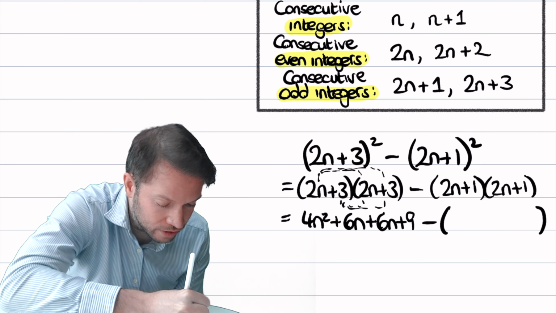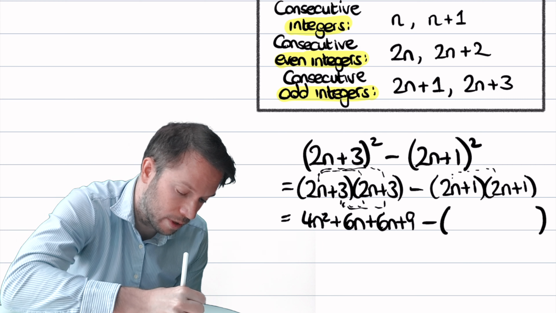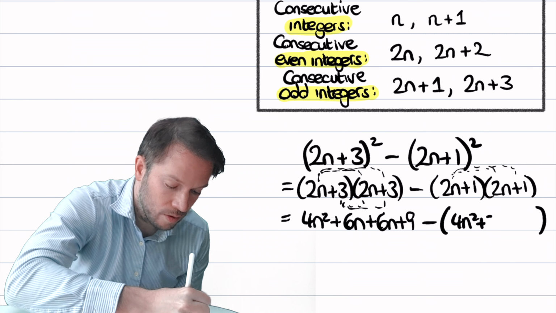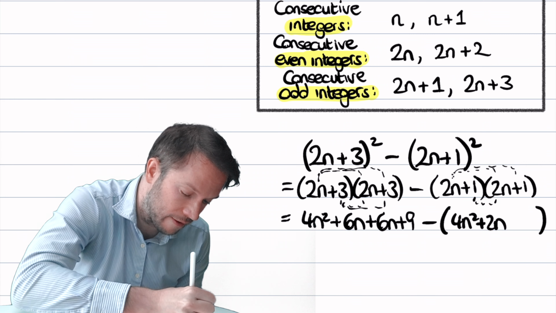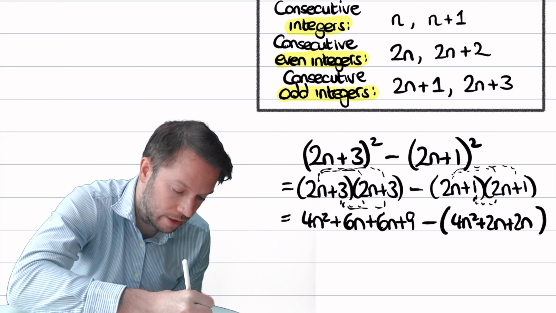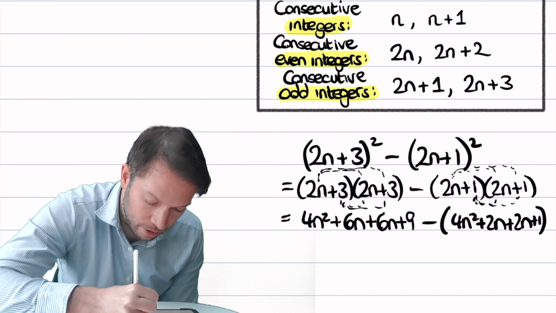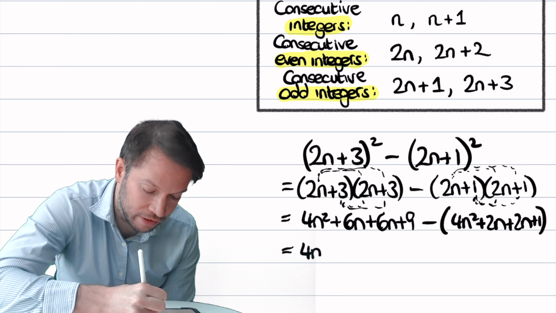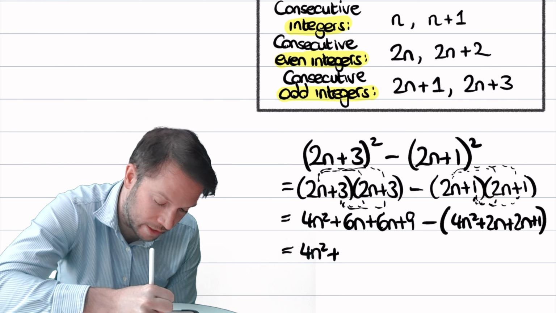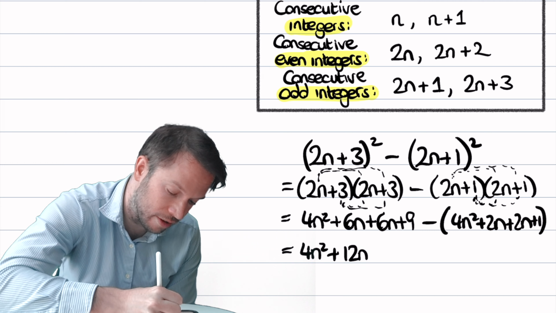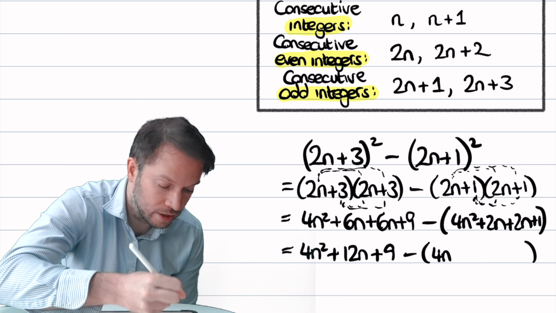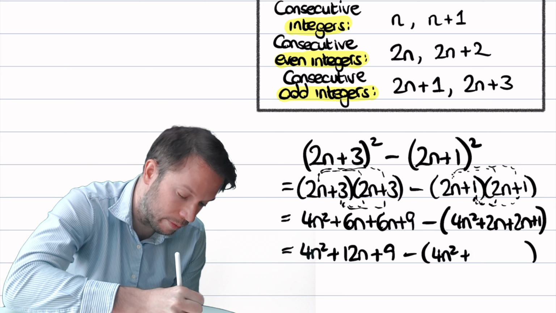Let's expand this. 2n times 2n is 4n squared. 2n times 1 is 2n. 1 times 2n is 2n. And 1 times 1 is 1. And now, let's just tidy up a bit. We've got 4n squared. We've got 6 lots of n plus another 6 lots of n. That's 12 lots of n plus 9. Let's tidy up in the bracket as well. We've got 4n squared. 2n plus 2n is plus 4n, and we've got the plus 1.